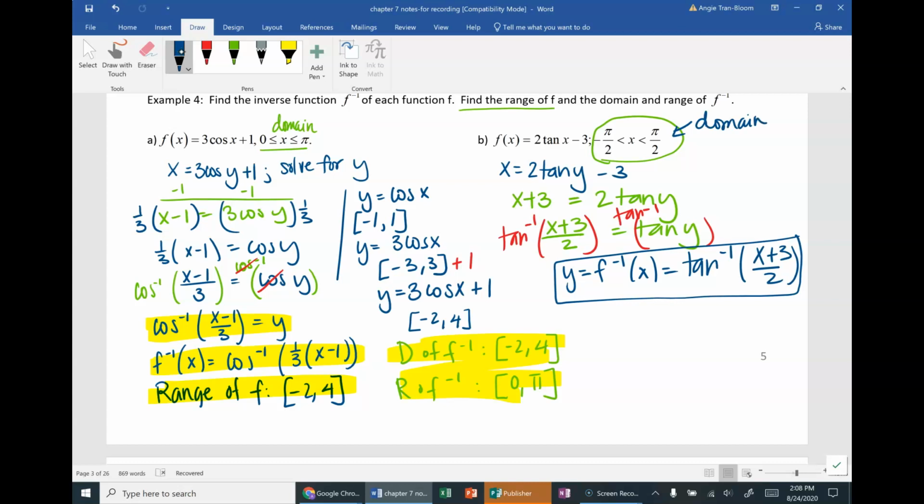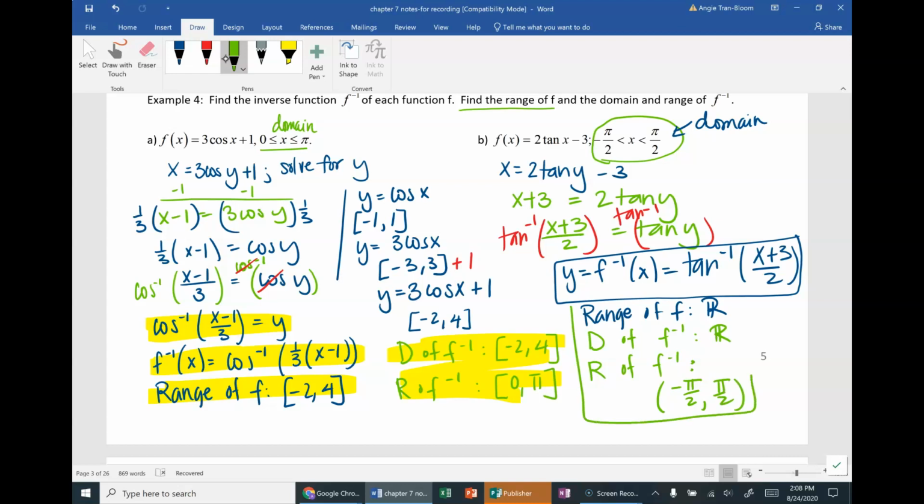Remember, the graph of tangent goes up and down forever, so the range of f is going to be all real numbers. You can write from negative infinity to infinity. That leads me to the domain of f inverse, which is going to be easy since we have already found or been given the domain and range of the regular. So the domain of f inverse is the range of the regular, which is all reals. The range of f inverse is the domain of the regular, which was provided for us, negative pi over 2 all the way to pi over 2, non-inclusive. Box that up.